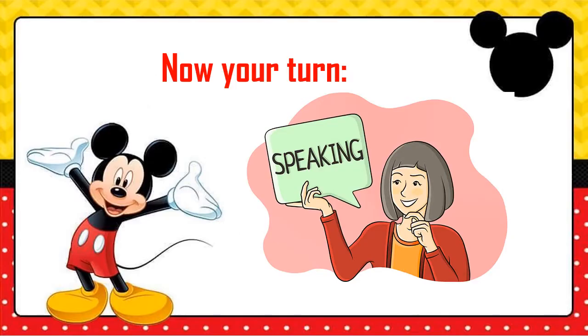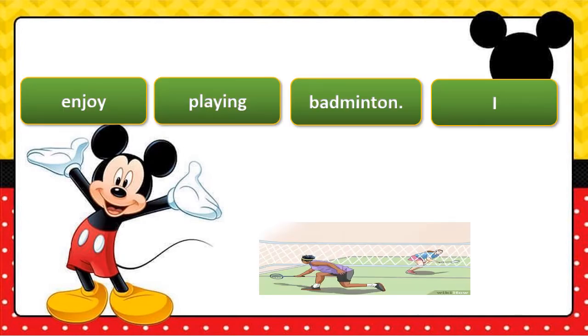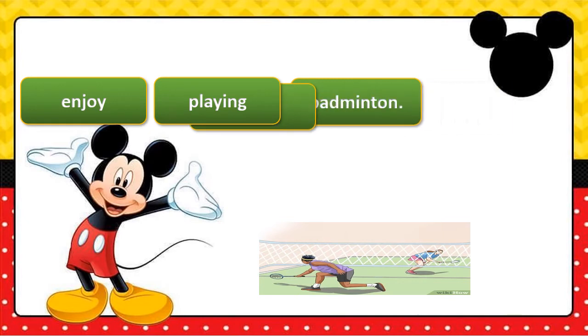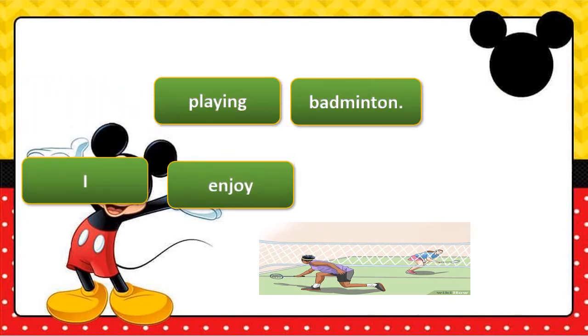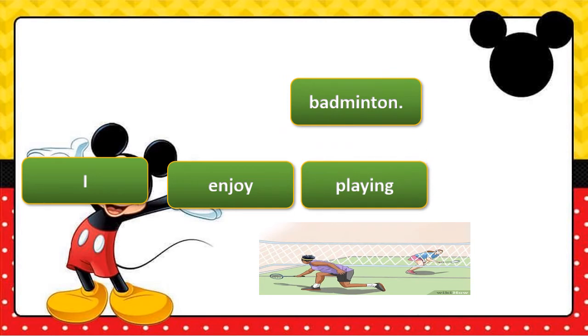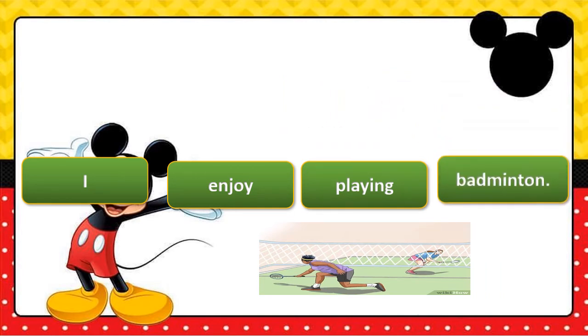Now, your turn, my dear student. Let's put these words in the correct order. I enjoy playing badminton. What is the correct order here? I, enjoy, very good. What comes after enjoy? ING form, very good. Playing and badminton. Thank you so much.